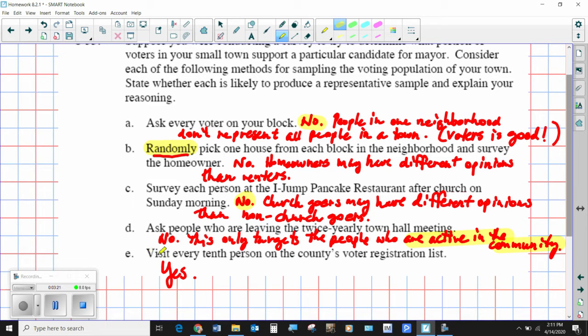I think E is the best one. Visit every 10th person, that makes it random, on the county's voter registration list. So the county's voter registration list is a list made up of people who regularly vote. And that's who you want to get information from, who they're going to vote for. All these others, you might be getting people who never vote, and so it doesn't matter what their opinions are. You want the opinions of voters. So this one is going to be the best one.